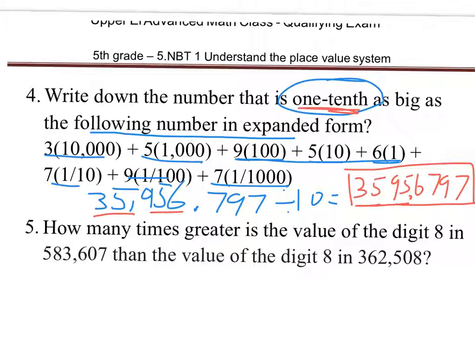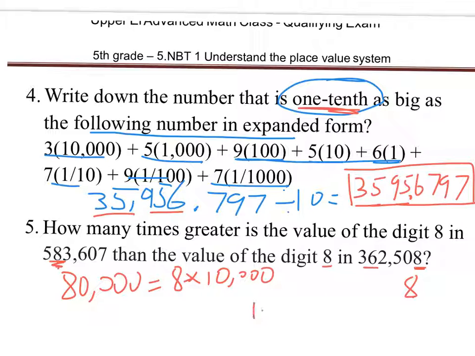Okay. Now if we look at the next one, how many times bigger is the digit 8 in this number, 583,000, than the 8 in 362,508? Well, the 8 here stands for 80,000. And the 8 here stands for just 8. Well, what do we have to multiply by to get from 8 to 80,000? Well, 80,000 is 8 times 10,000. Okay, so it's 10,000 times greater.